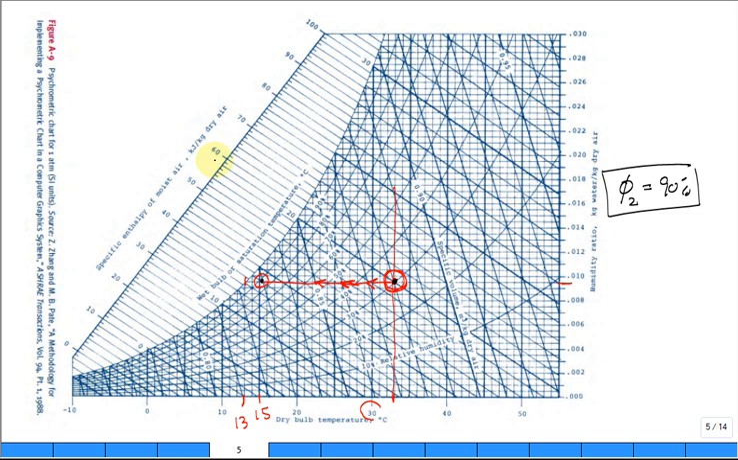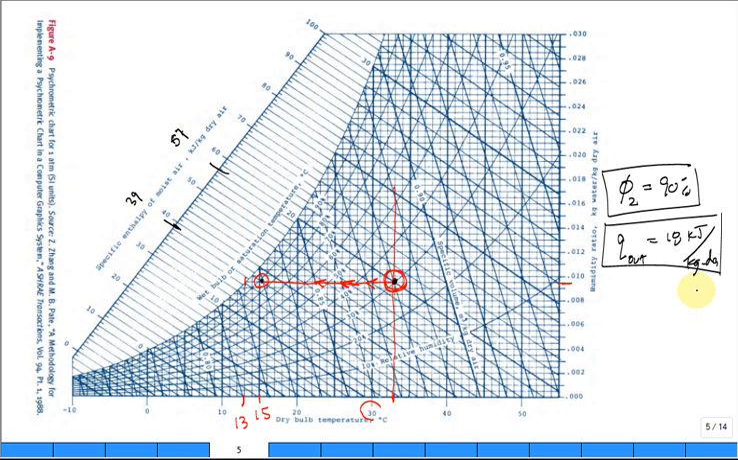57 is a good number. So you'll extrapolate back up, and it's around 57 kilojoules per kilogram. How about the enthalpy at state 2? There's state 2 right there. What is that mixture enthalpy? 39. So right around here, 39. So the difference is 18. So lowercase q, you're being cooled or out, is 18 kilojoules per kilogram of dry air.